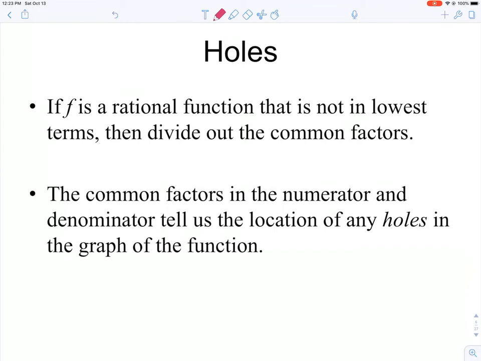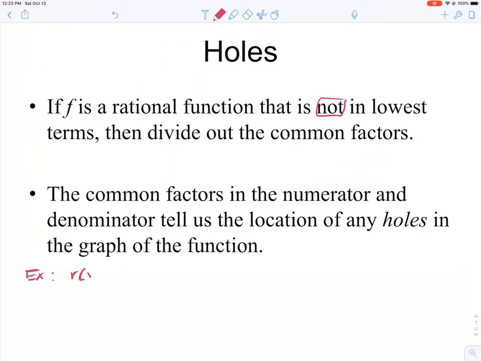Okay, so we're going to talk about now what happens graphically at those domain restrictions. So the first type of graphical manifestation we're going to talk about are holes. So if f is a rational function that is not in lowest terms, meaning that there are common factors in the numerator and denominator that you can divide out, those common factors are going to tell you the location of any holes. So let me give you an example.